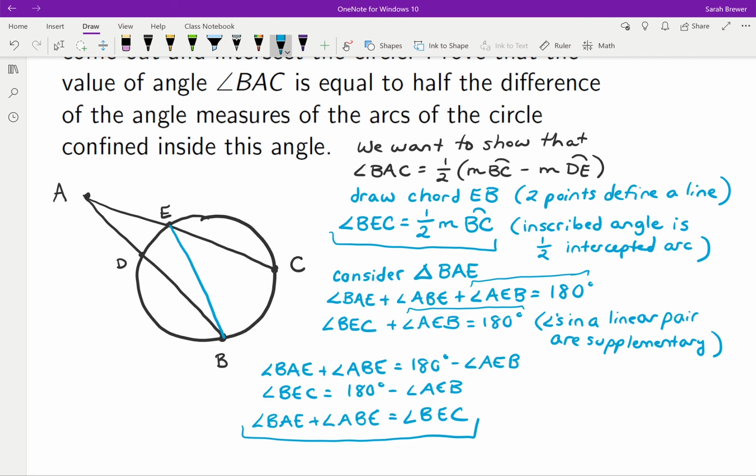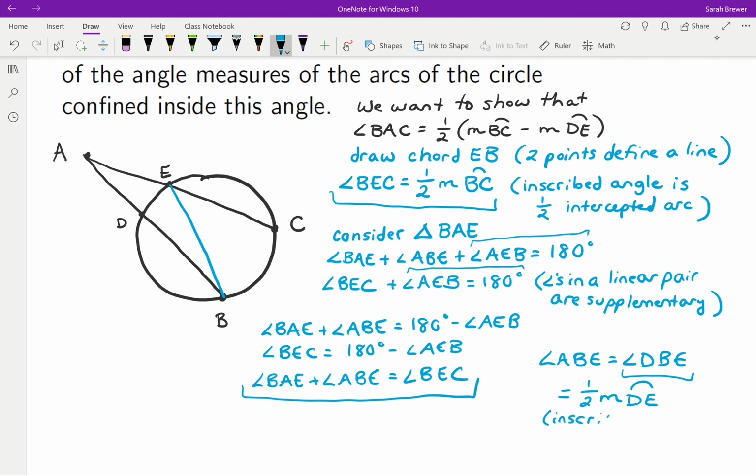Let's think about what else we know about angle, which one? Angle ABE. So angle ABE, I could rename as angle DBE, right? Same angle. And thinking about it as angle DBE, we see that it's an inscribed angle, right? So I can think of angle ABE as half the measure of arc DE. Okay, so again, that's an inscribed angle.